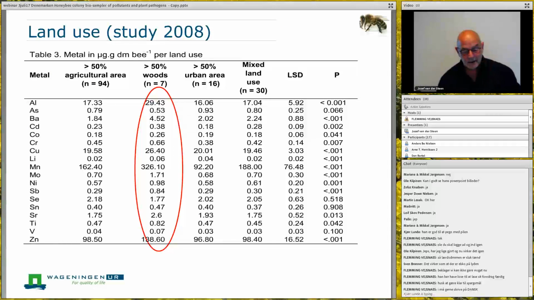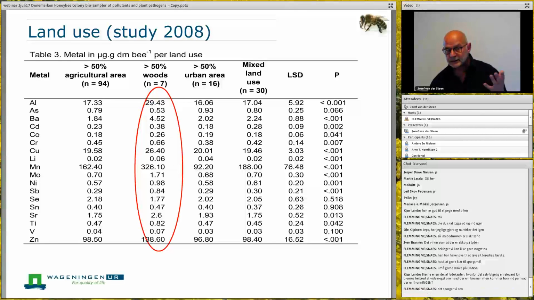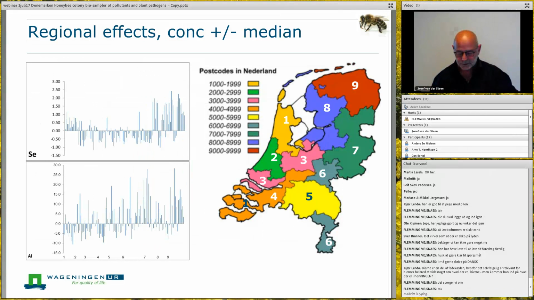And here you see you really have the differences, and this is when we look at the land use. You see that in the woods, as I showed you before, in woody areas you have much more pollution that can be collected by the bees than in agricultural areas or urban areas. This is because, as I told you, the microclimate in the wooded area is different and collects more of the air pollution.